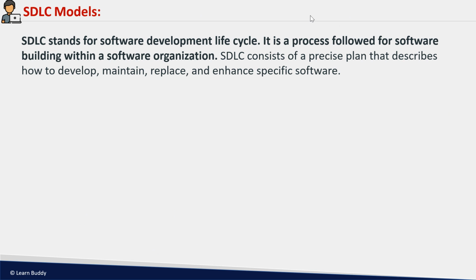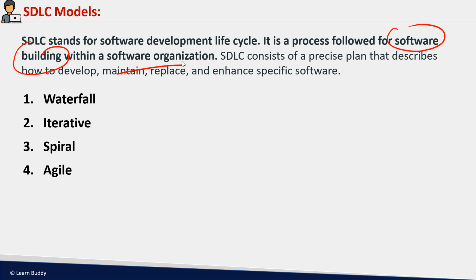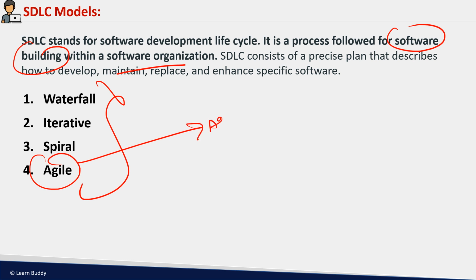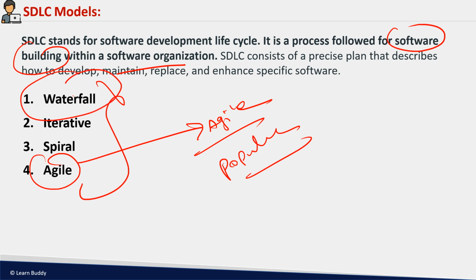So SDLC stands for Software Development Life Cycle, and it is a process followed by software building within a software organization. Indirectly, we are building the software, right? SDLC consists of a precise plan that describes how to develop, maintain, replace, and enhance specific software. There are four types of SDLC model, and most of the companies now use the agile methodology. It is very popular and everyone uses agile now.